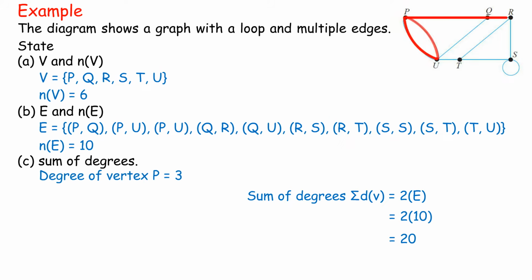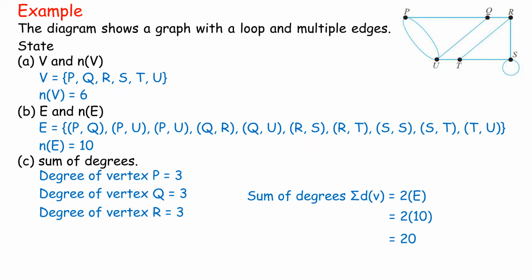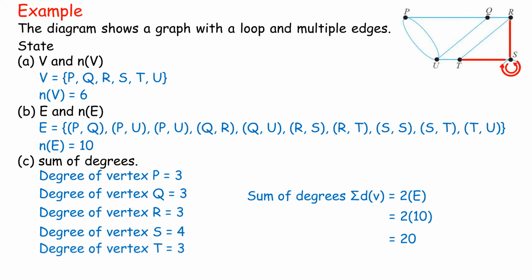Degree of vertex P = 3. Degree of vertex Q = 3. Degree of vertex R = 3. Degree of vertex S = 4. Degree of vertex T = 3. Degree of vertex U = 4.